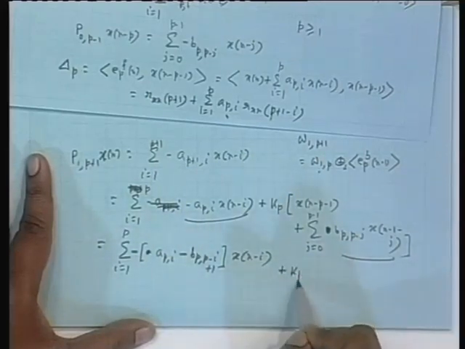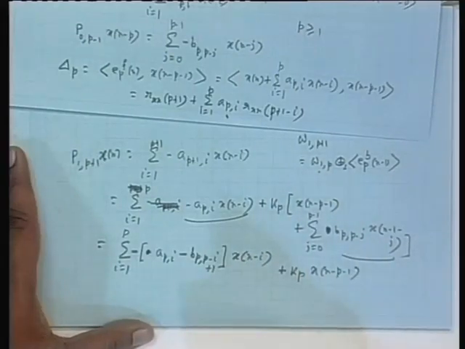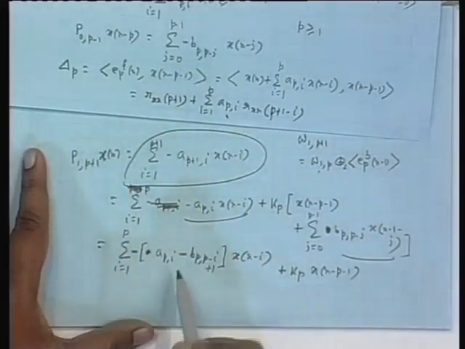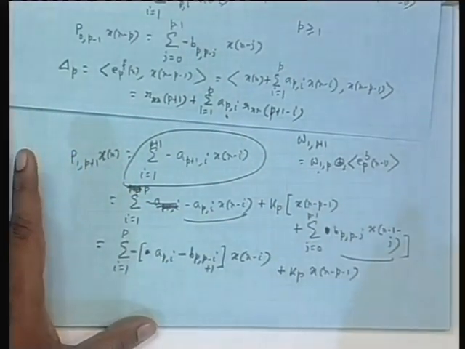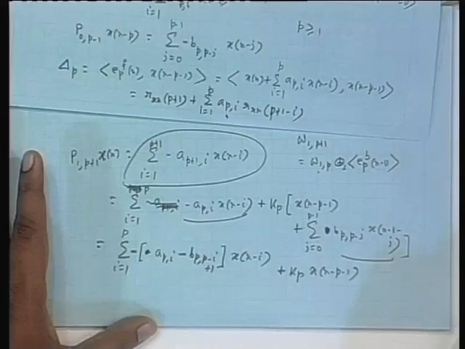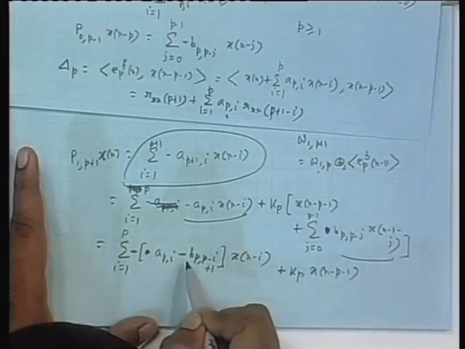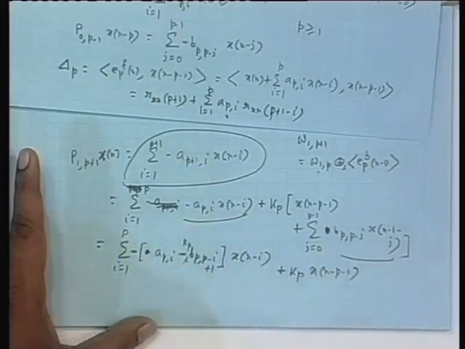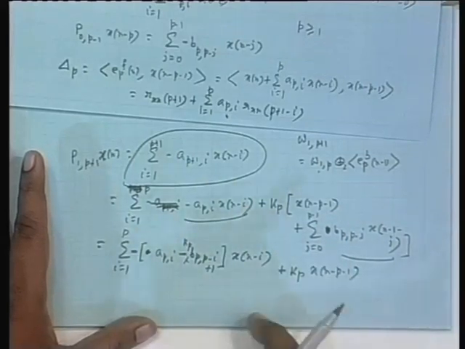Plus Kp times this fellow. Then from this I will match the two. Kp? Oh, there is a Kp. I am very sorry. There is a Kp. Thank you very much. Kp is missing. This Kp into this. Yeah. Otherwise, there is no meaning. Kp has to be there.